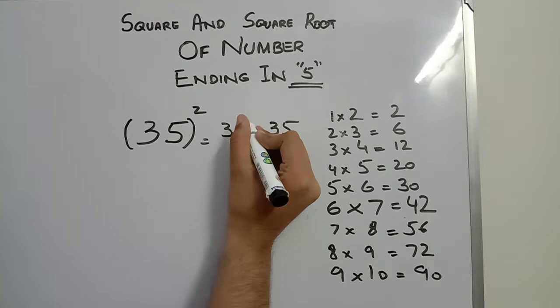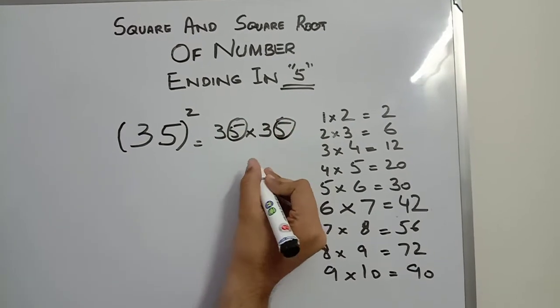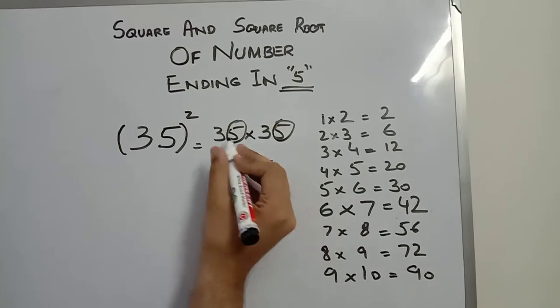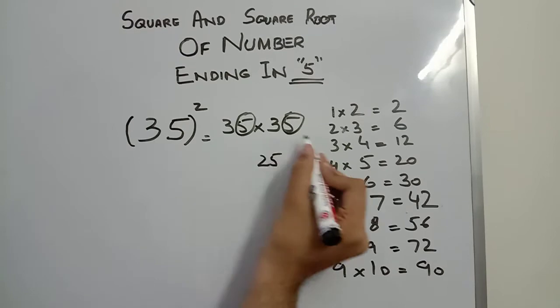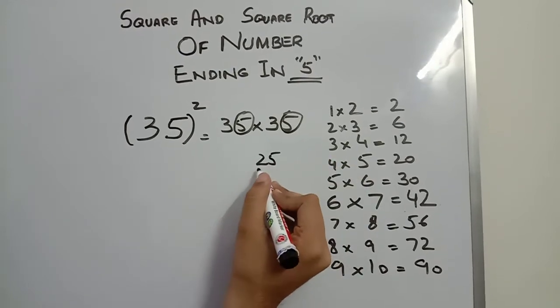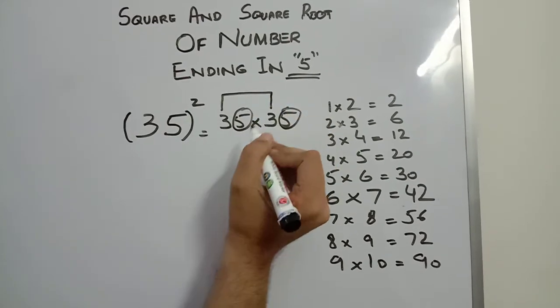What we do, we simply take these 5s. 5 multiplied by 5 is 25. We write 25 for multiplying 35 multiplied by 35, we take these 5s and multiply them. 5 multiplied by 5 is 25. We write 25. Now we take the remaining two digits, 3 and 3.